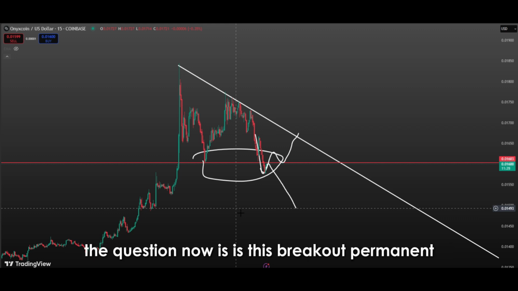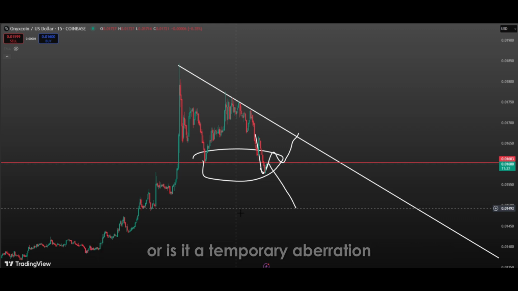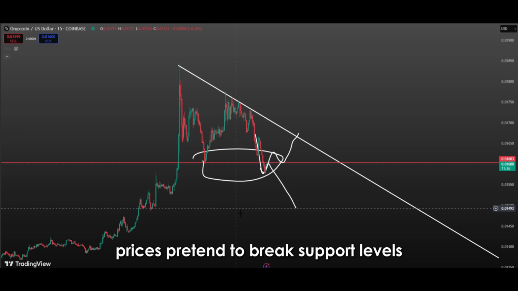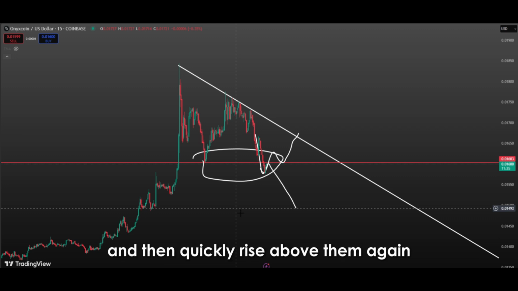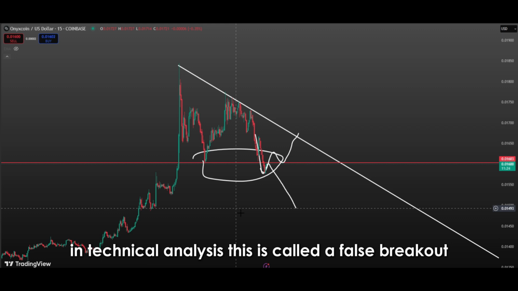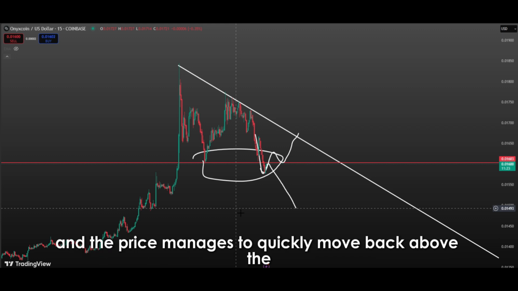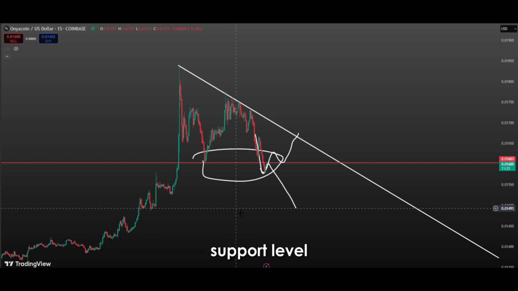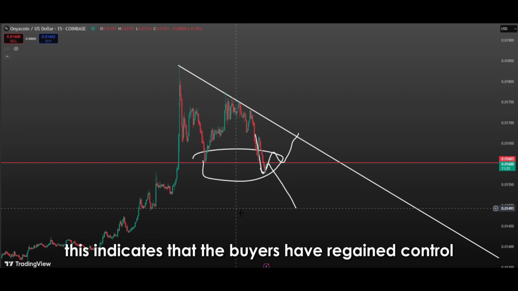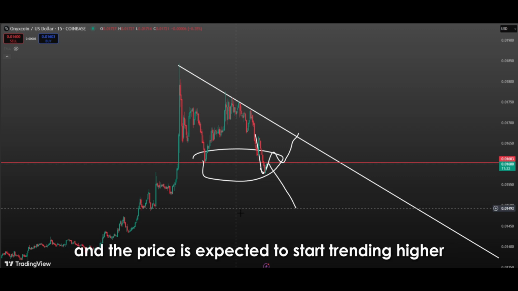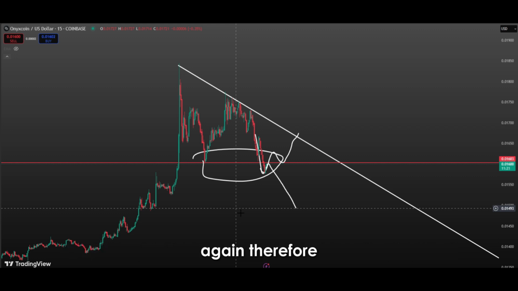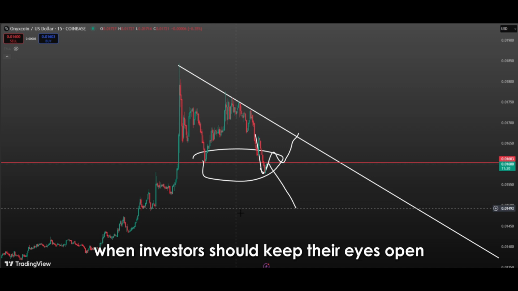The question now is: is this breakout permanent or is it a temporary aberration? Because from time to time, prices pretend to break support levels and then quickly rise above them again. In technical analysis, this is called a false breakout. If this happens and the price manages to quickly move back above the support level, this indicates that the buyers have regained control and the price is expected to start trending higher again. Therefore, we can say that there is a moment when investors should keep their eyes open.